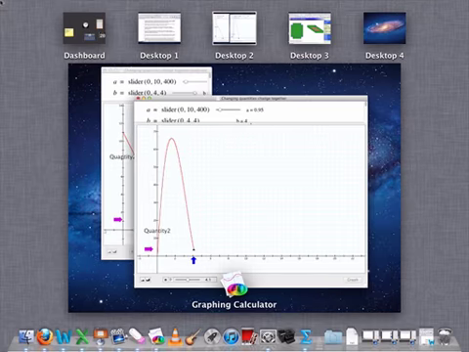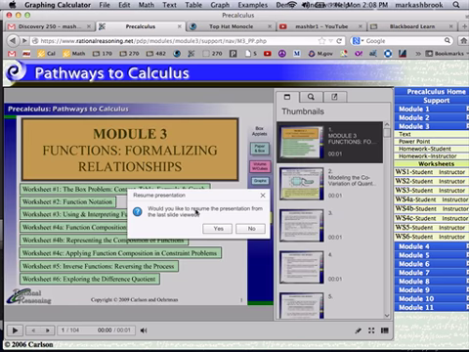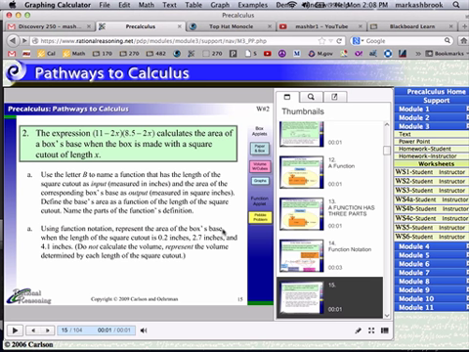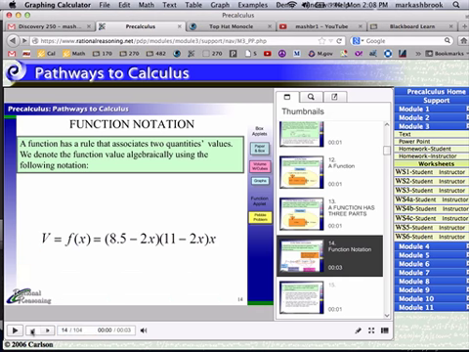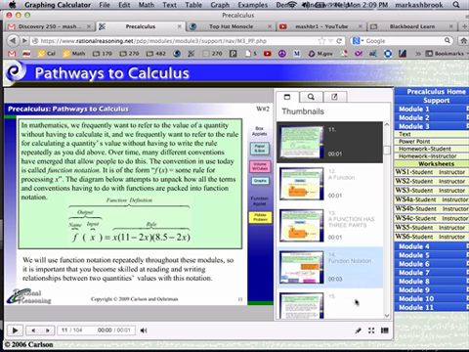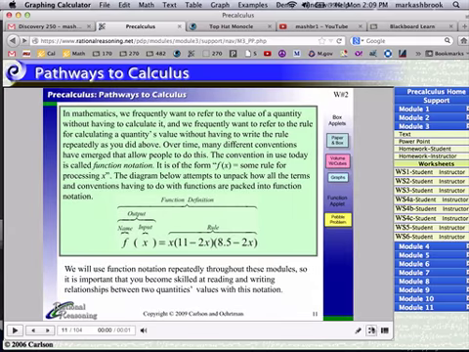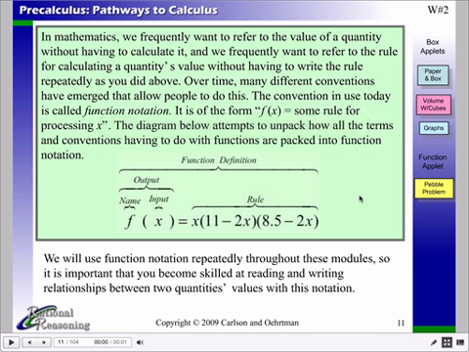So let's look at this idea that when you have a formula that you can plug these values into, these quantities, these side length quantities, and it spits out a volume, that's the idea of what we call a function.